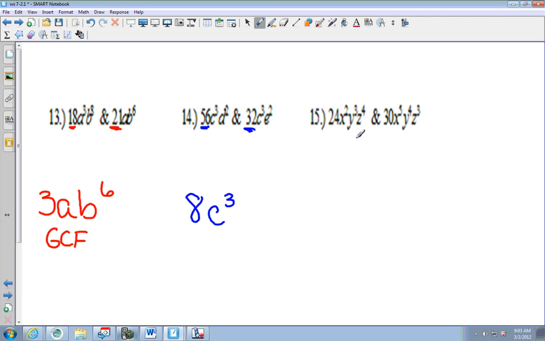So now, what's the GCF on the next one of 24 and 30? 6. The x's are in common in both of them. X to the second power, y to the third power, z to the third power. Okay?